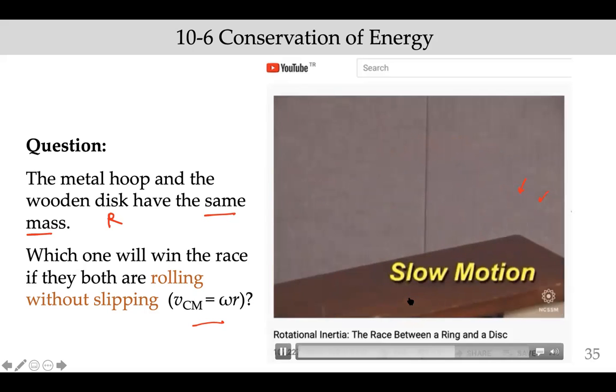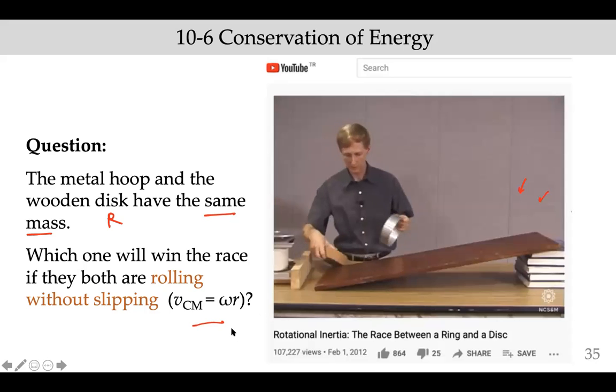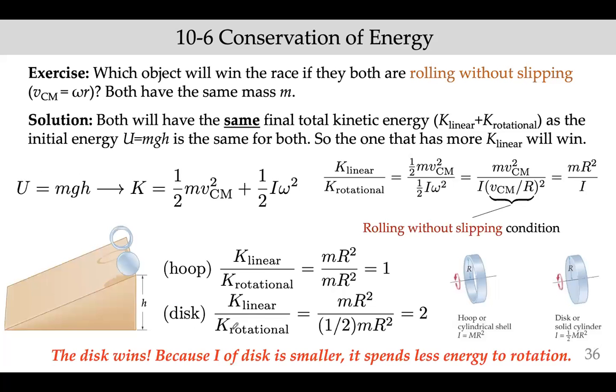As you can see, the disk comes down before the hoop. So the disk is winning this race. Now, why is that happening? Let's do the math and prove, in fact, the disk is winning the race. So, which object will win the race if they both are rolling without slipping, both have the same mass and the same radius?